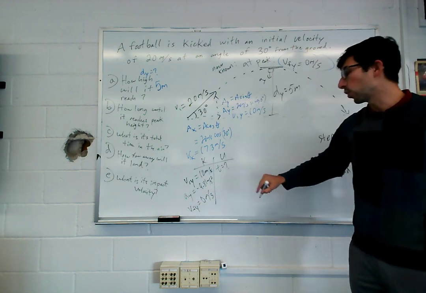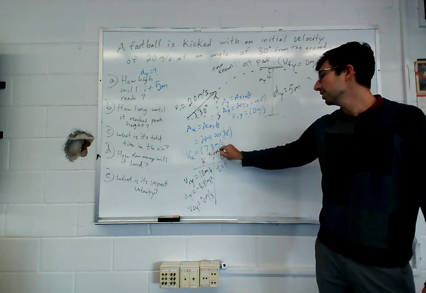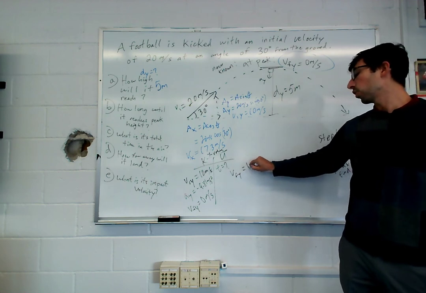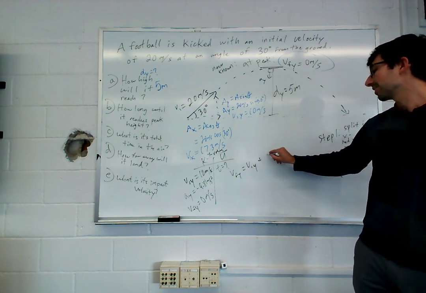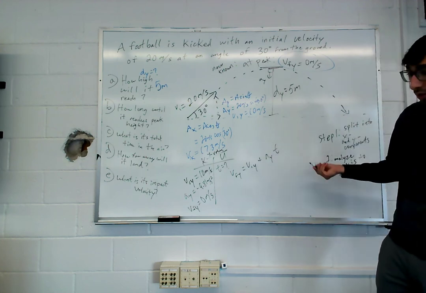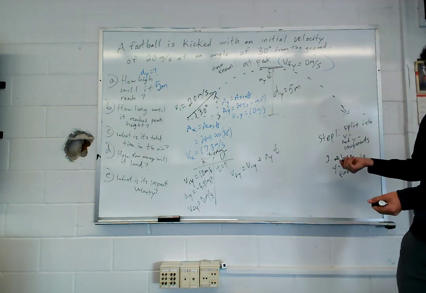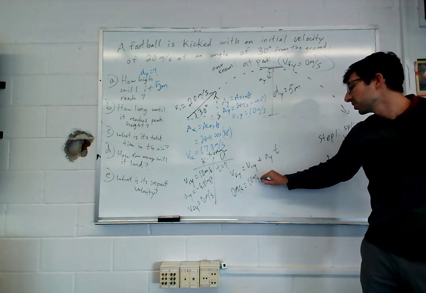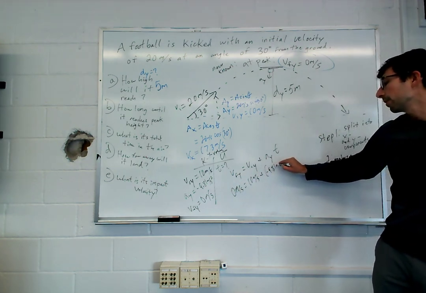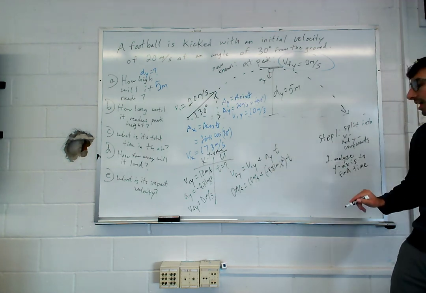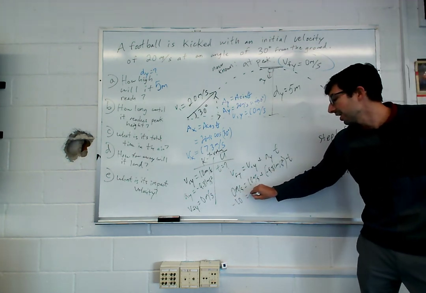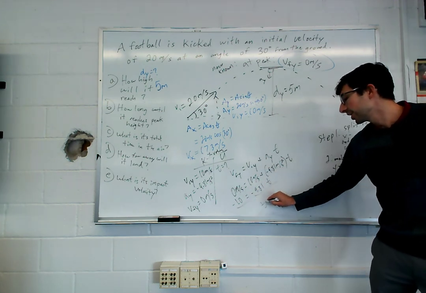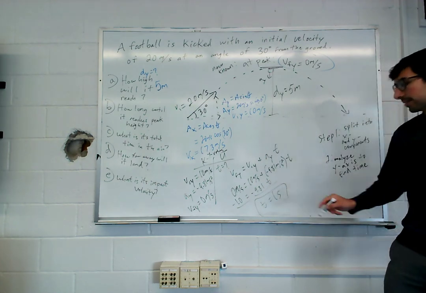Let's find time. VIY, AY, VFY, T. Notice these are all y values. Time works on both axes. I'm going to use VFY equals VIY plus AY times T. 0 equals 10 meters per second plus negative 9.81 meters per second squared times time. Subtract 10 to the other side. I'm again going to round this to 10. When you divide, you should get a time of 1 second.